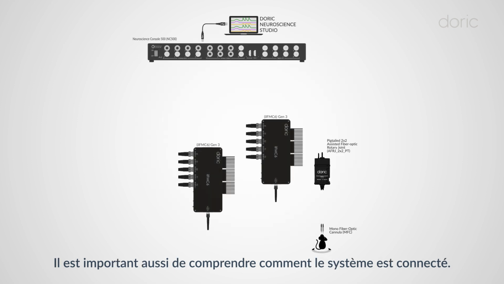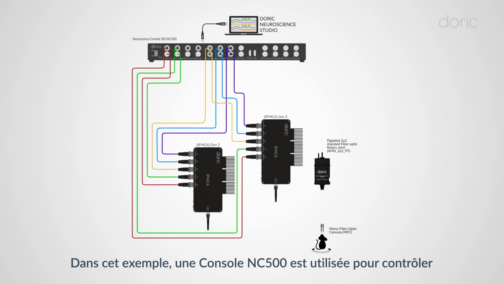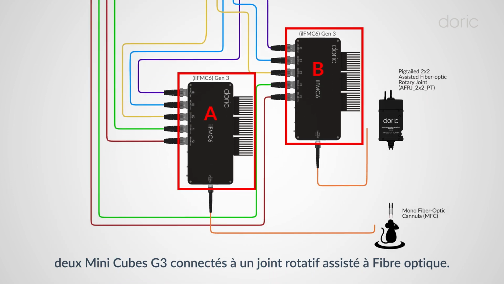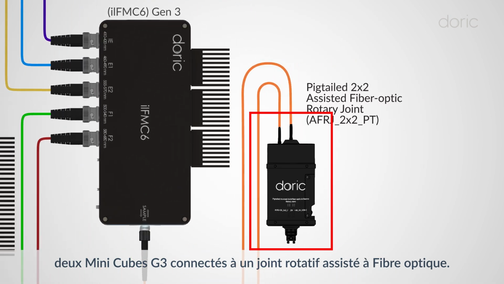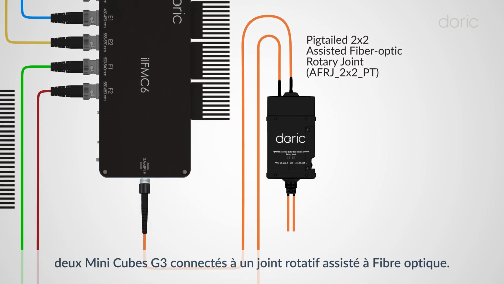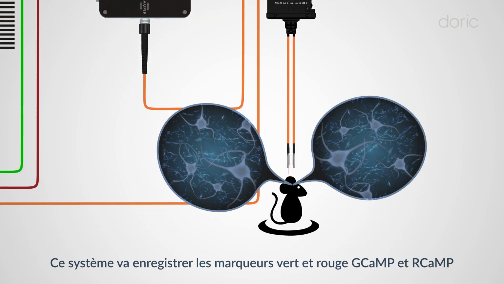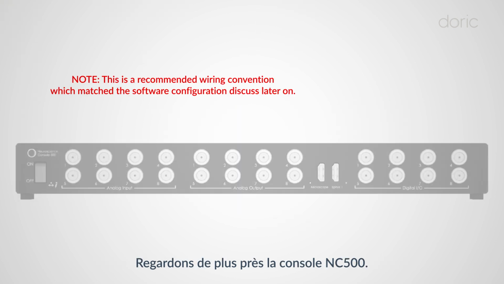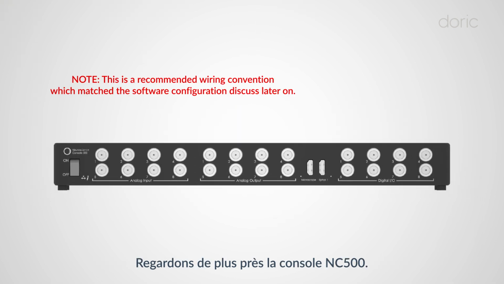It is also important to understand how the system is connected. In this example, the NC500 console is used to drive two Gen.3 minicubes connected to an assisted fiber optic rotary joint. This system will record a green and red indicator, GCaMP and RCaMP, from two different sites in a freely moving animal. Let's take a closer look at the NC500.